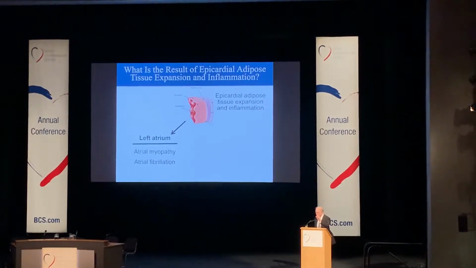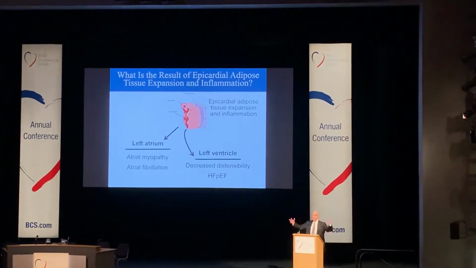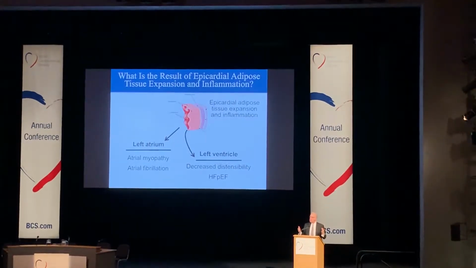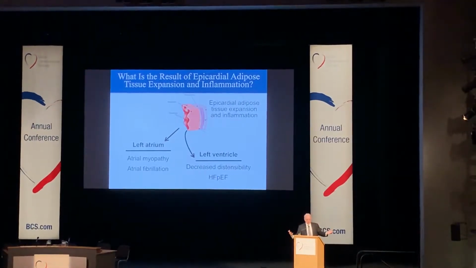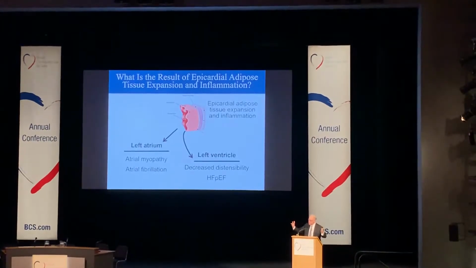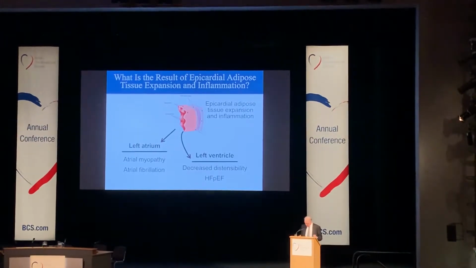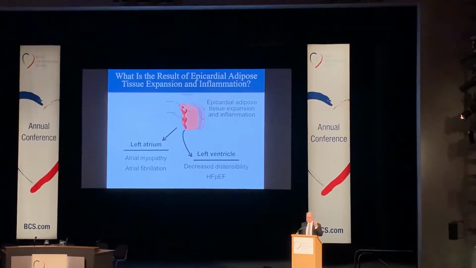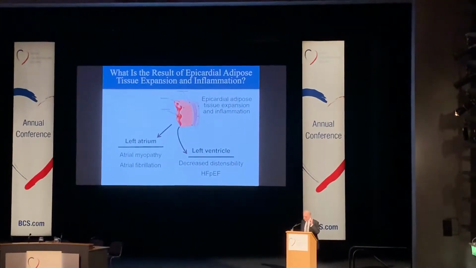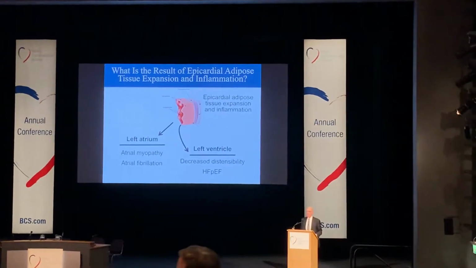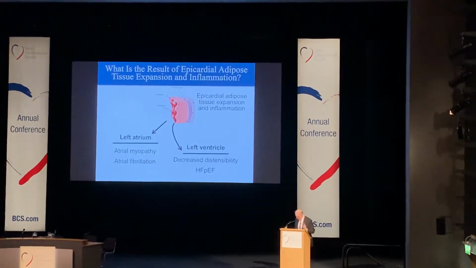If the epicardial adipose tissue surrounds the left ventricle, then the left ventricle is impaired in its ability to accommodate blood. It becomes stiff. There is decreased distensibility. And that is the hallmark of heart failure with a preserved ejection fraction. So the same process, when it affects the left atrium, produces atrial fibrillation. When it affects the left ventricle, it produces heart failure with a preserved ejection fraction.